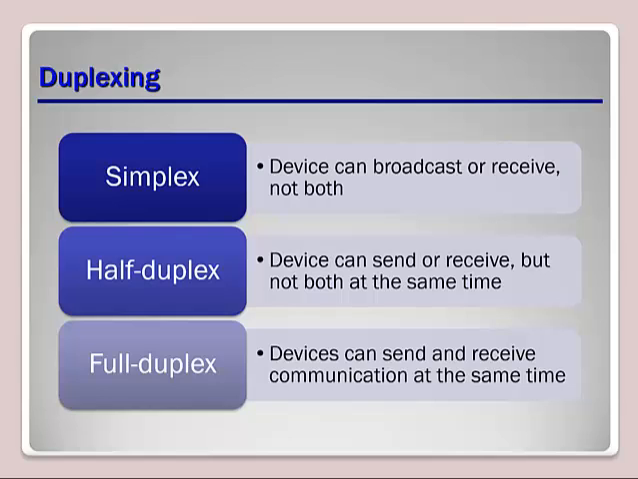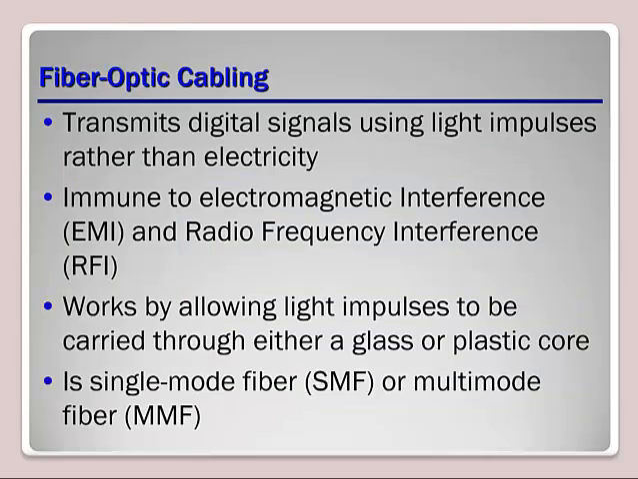All right, so moving on here. Fiber optic cable. Fiber optic cables transmit signals using light impulses rather than electricity. They are immune to EMI and radio frequency interference, okay? Because they're using light. It works by allowing light impulses to be carried through either a glass or plastic core.